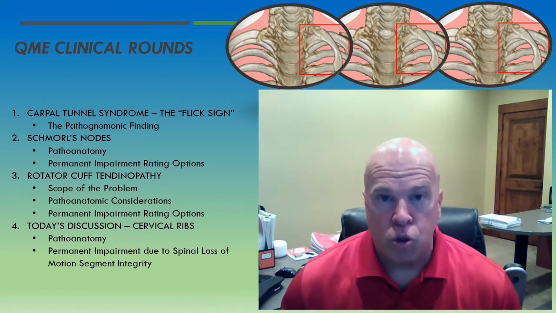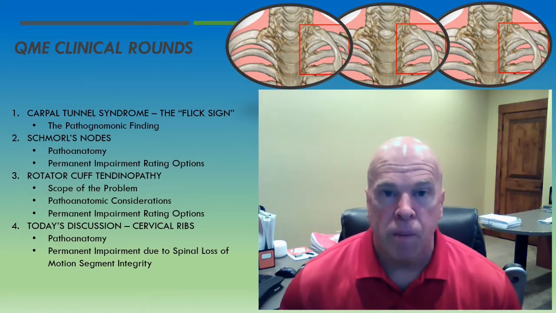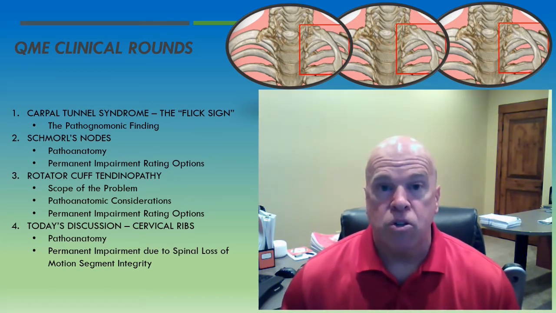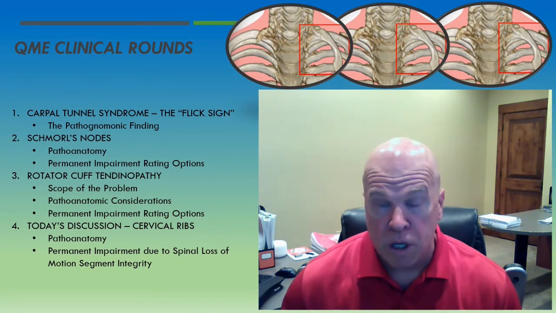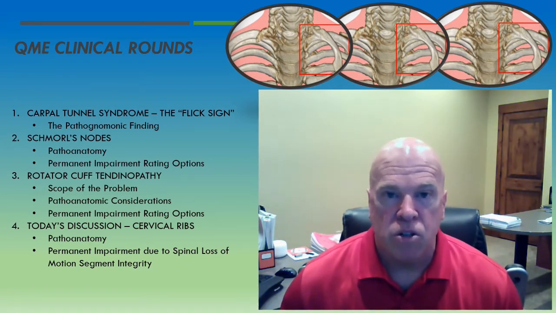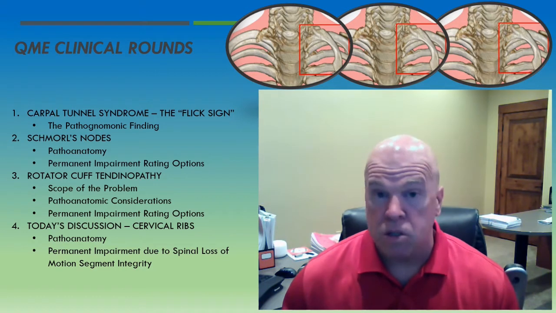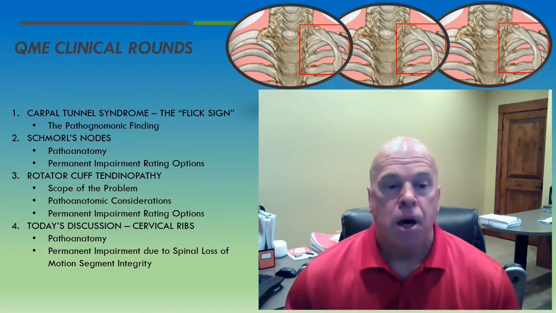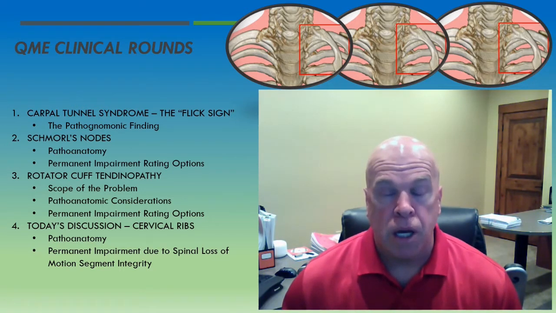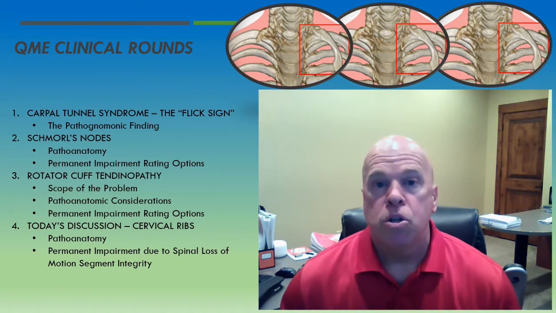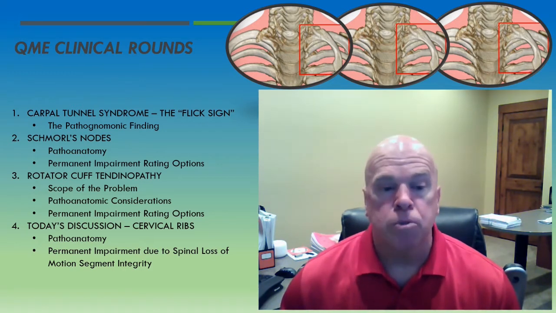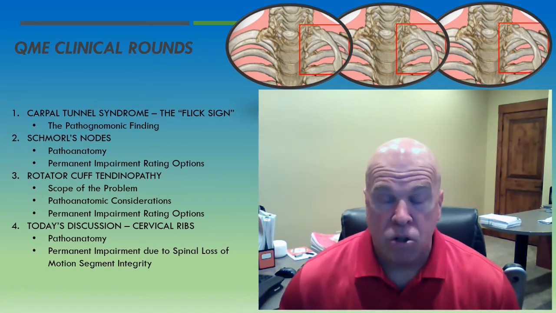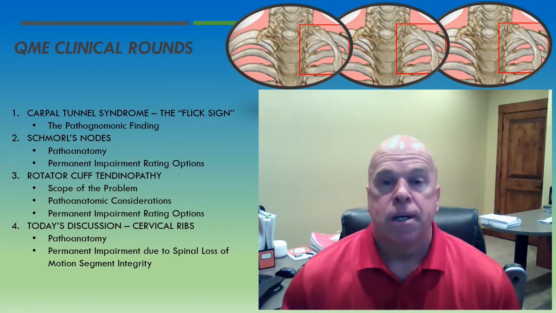So like we did for Schmarl's nodes, we provided some permanent impairment rating options for you to use in those cases where your examinee has suffered a shoulder injury and at the permanent and stationary evaluation is left with some loss of strength, loss of range of motion, perhaps has some instability of the shoulder due to inhibition and hypotonicity of these muscles.